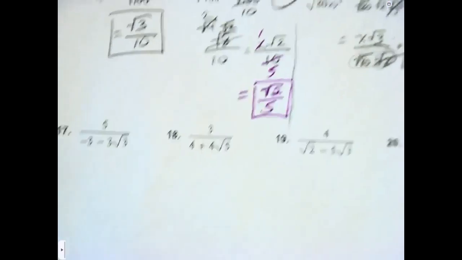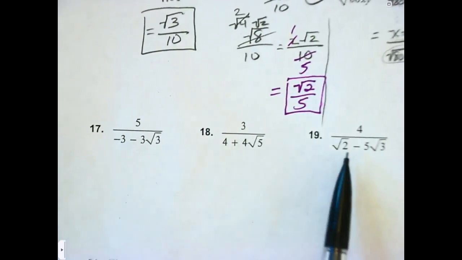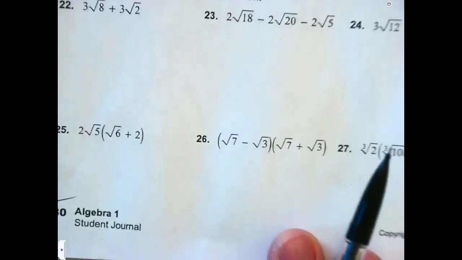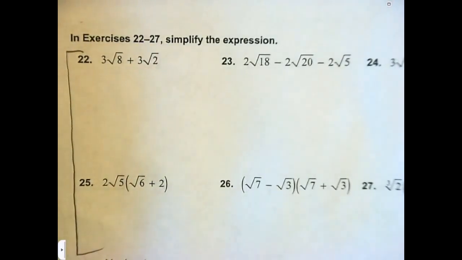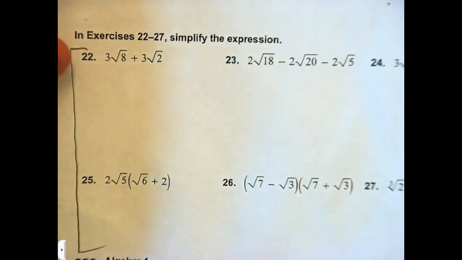Okay, once again, we are skipping this part down here for a minute. And we're going down to numbers 22 through 27. Tell your neighbor what you got for number 22.